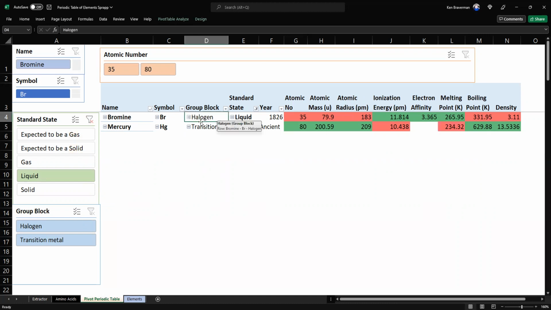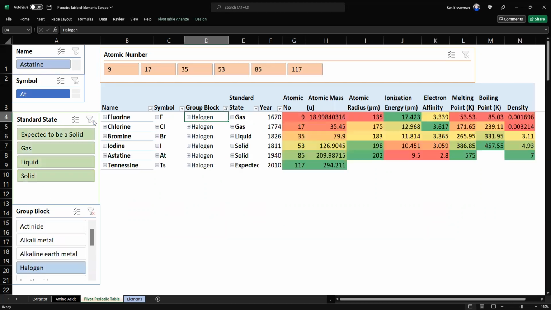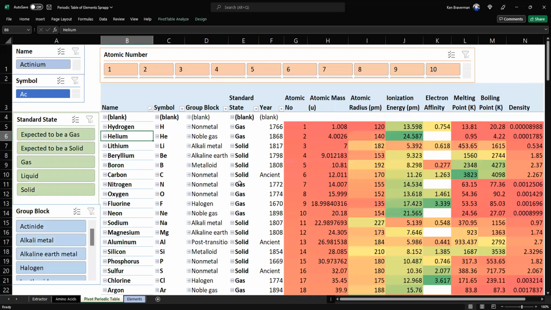What about bromine? Bromine? Halogen. What are halogens? I don't know what halogens are. We can start looking at all halogens and then unfilter some of these other things and see that here are our halogens, which do weird things, right? I already talked about fluorine being weird, and bromine is weird because it's a liquid. So I don't know what halogens are all about. Something to learn, okay? So this is amazing.